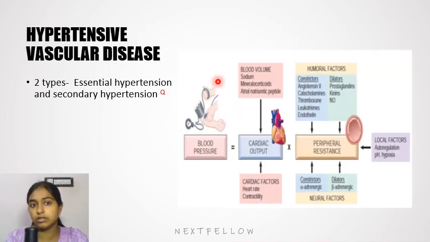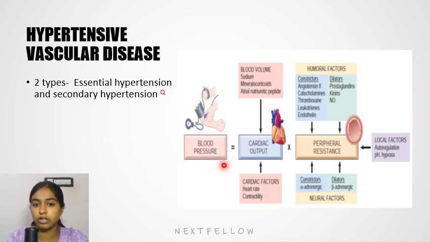Hypertensive vascular disease. This is the most important topic. Many MCQs will be coming. You will be studying in detail in medicine regarding the types as well as the drugs used to control the blood pressure. Coming to types, there are two types: essential hypertension and secondary hypertension. Essential hypertension is idiopathic, and secondary hypertension has various causes, like renal artery stenosis as well as Cushing syndrome.